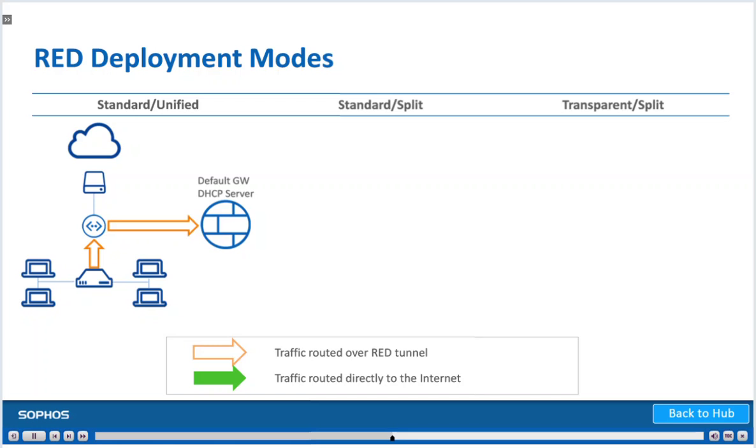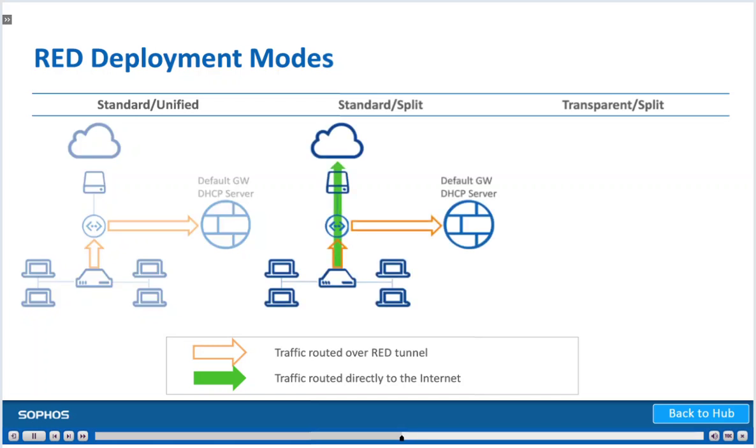There are three deployment modes for RED. In Standard Unified mode, the remote network is managed by the Sophos XG firewall, which serves as the DHCP server and the default gateway for all clients connecting through the RED. All traffic generated on the remote network is sent through the RED to the Sophos XG firewall.